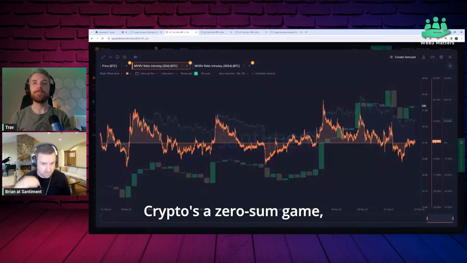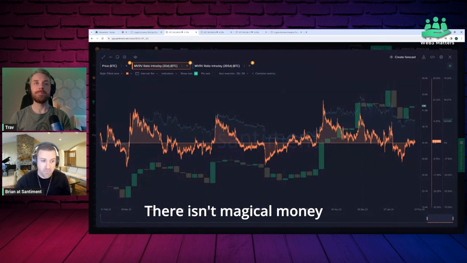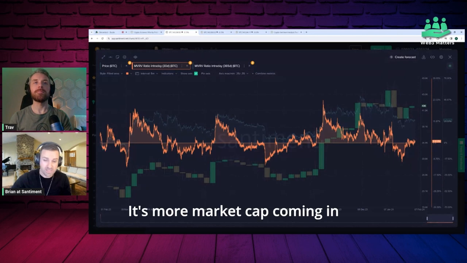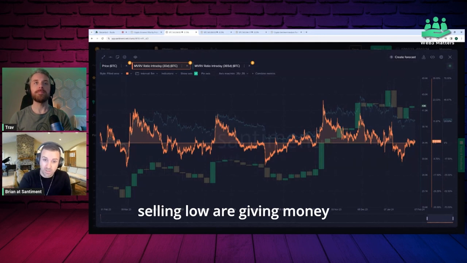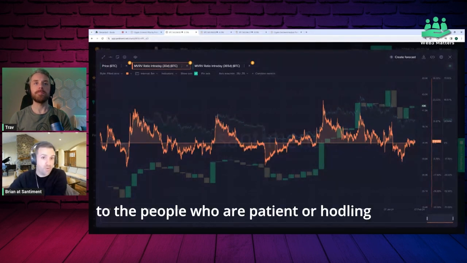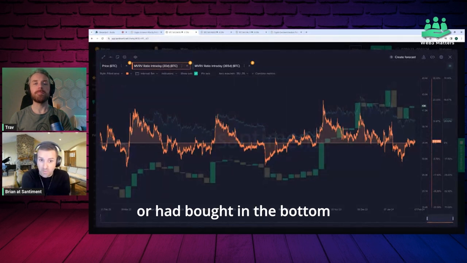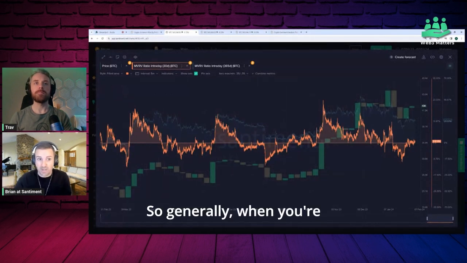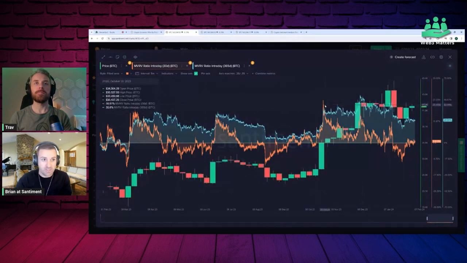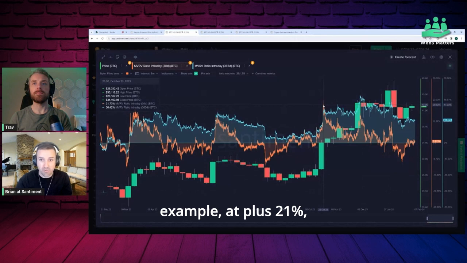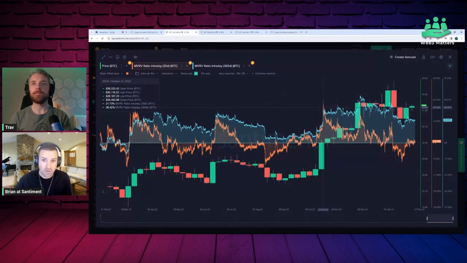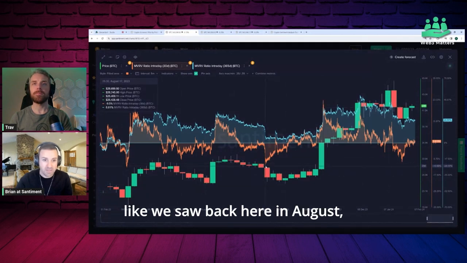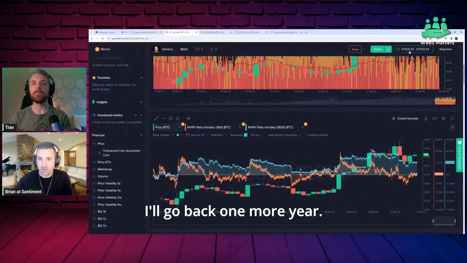And it's easy to forget, crypto is a zero-sum game, just like anything else. There isn't magical money that's just being made out of nothing. It's more market cap coming in, and losers are giving it up to winners. People who are selling low are giving money to the people who are patient, or hodling, or had bought in at the bottom and are selling at the top, right? So generally, when you're seeing the average returns, like right here, for example, at plus 21%, like we saw about 3.5 months ago, that's a sign that there's too much profit going on, and there's likely going to be a bit of a slowdown. If we see the opposite, like we saw back here in August, or even better yet, I'll go back one more year.